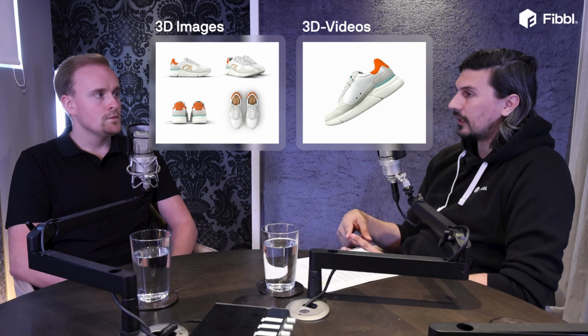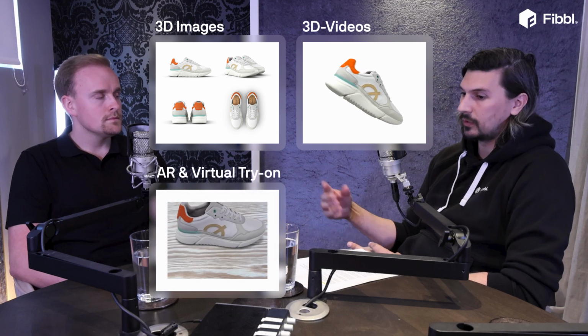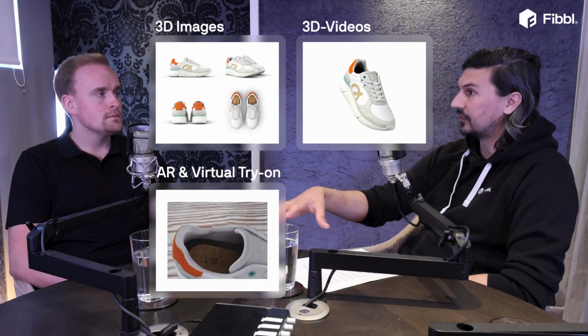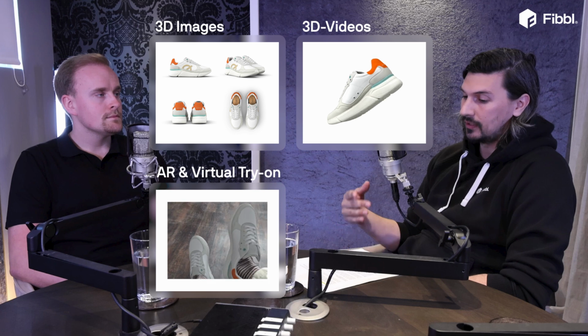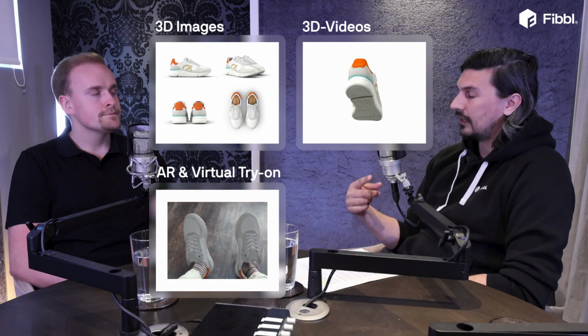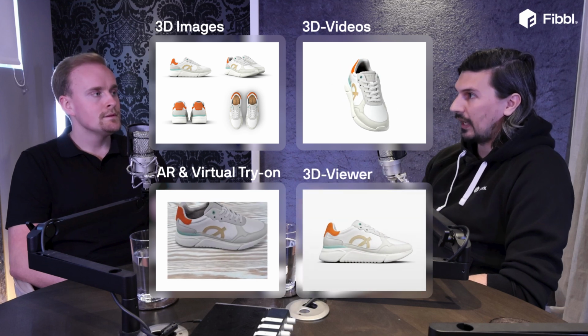Yeah. So let's go through all the different technologies that they are using. They're using images that are rendered from 3D. Exactly. They are using videos that are rendered from 3D. They use augmented reality, where you can place the shoe on the table and see it, and also use it a lot in their marketing efforts. And they have the virtual try-on, and they have the 3D viewer. Exactly. So they do everything.